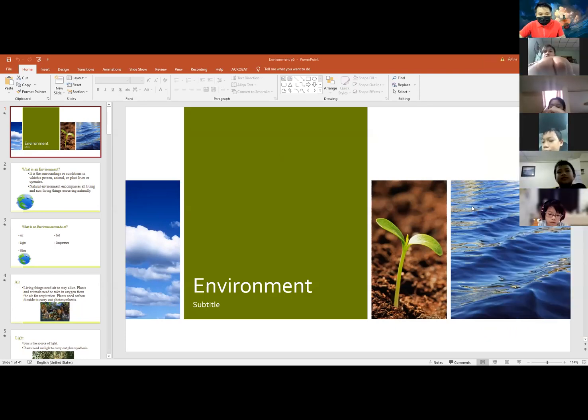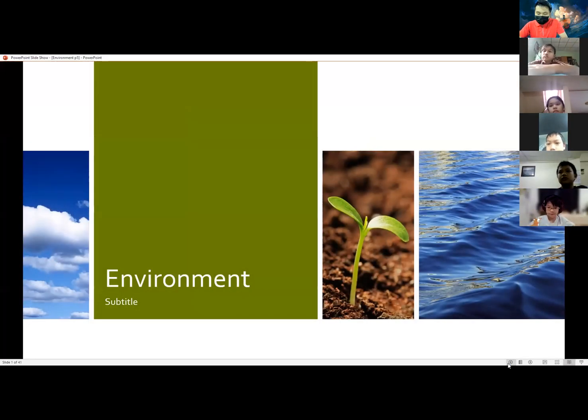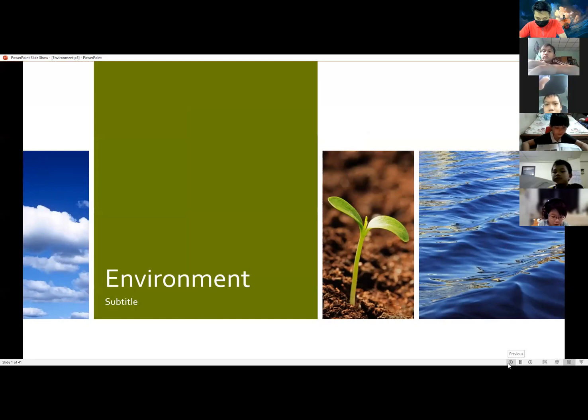So our topic is the environment, right? Open your book on page 2. Living things in the environment. If we say environment, what is the first thing that comes to your mind? Plants. Plants. What else? Water.